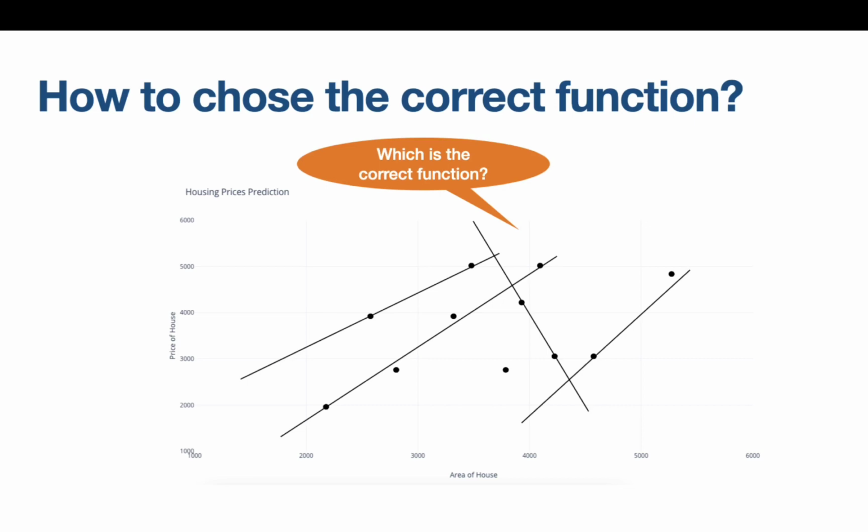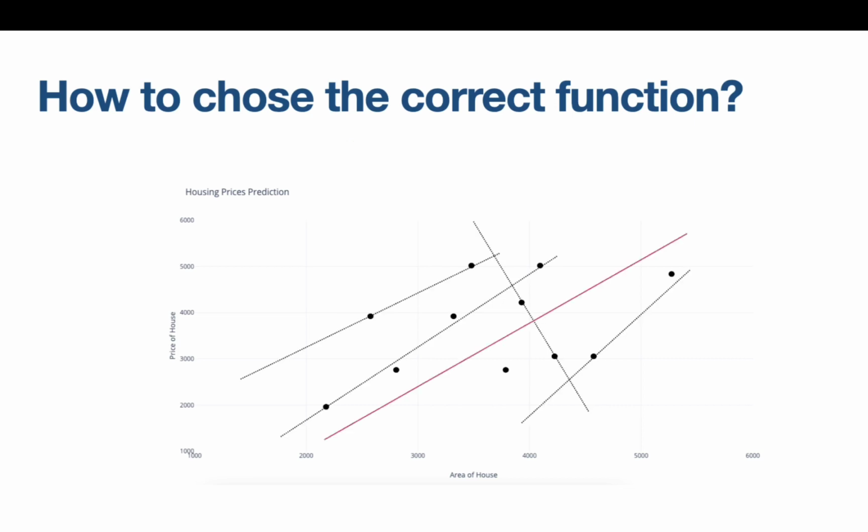Let us consider a function represented by the red line here. This line, interestingly, does not pass through any of the data points. However, this line is closer to most of the data points. What do we mean by closer? Let us look at this in more detail.